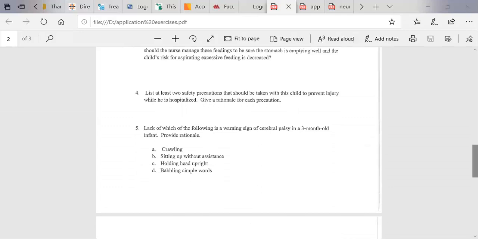All right, number 5 is the last question here. Lack of which of the following is a warning sign of CP in a 3-month-old infant? It would be C, holding the head upright. That's an early sign of CP, poor head control or head lag, at or often around 3 months of age.